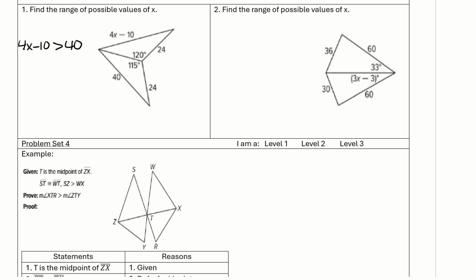But if you think about it, since we're talking about the sides here, what's the smallest that this side can be? Well, the smallest that side can be is 0, right? Because no triangle can have a side length of 0, because we're talking about the sides here.